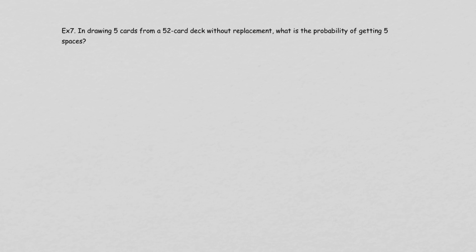Example 7 is asking, drawing 5 cards from a 52 card deck without replacement, what is the probability of getting 5 spades? So you're going to find the probability of the event, which is going to be the number of the event over the number of the sample space, right?